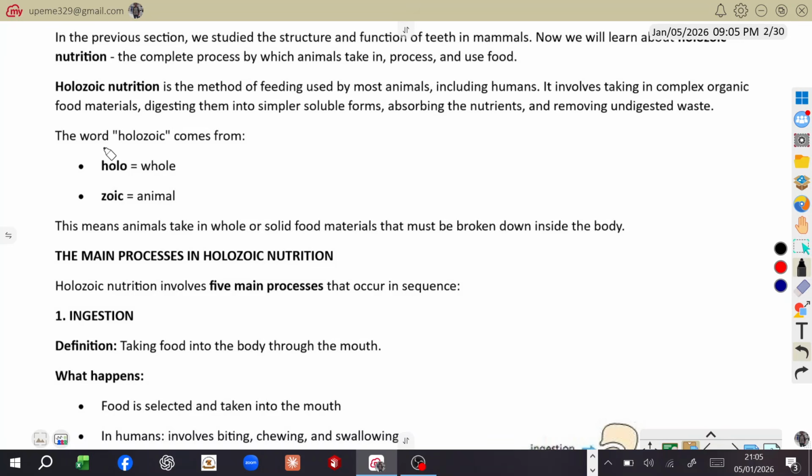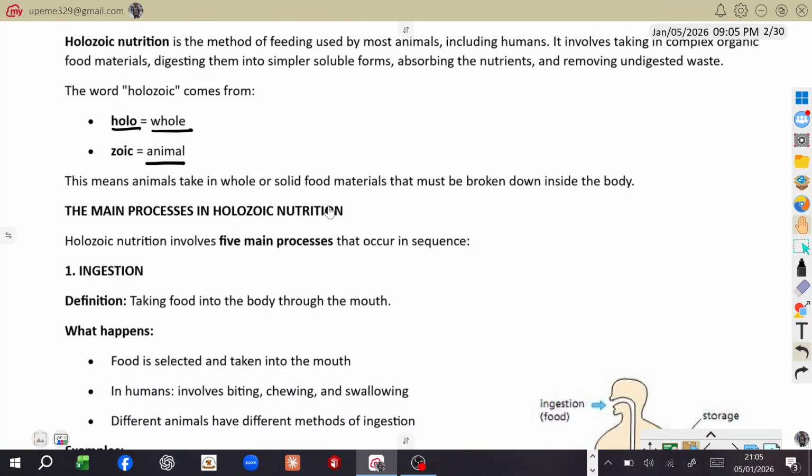The word Holozoic comes from holo, which means whole or complete, and zoic, which means animal. This means animals take in whole or complete solid food materials that must be broken down inside the body. So Holozoic nutrition means animals take in complete or solid food and then break it down inside their bodies.